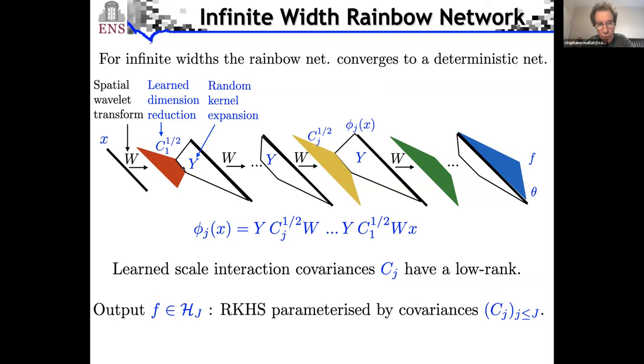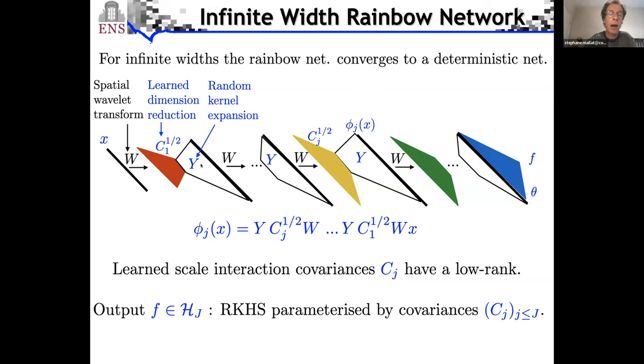What is the role of the covariants? They are essentially linear operators, which are going to reduce the dimensionality of the input. And that's what we observed numerically. These covariants have a very small rank. Then you have the random features, which are essentially bringing you back in high dimension and which are equivalent to applying these spherical harmonics vectors.